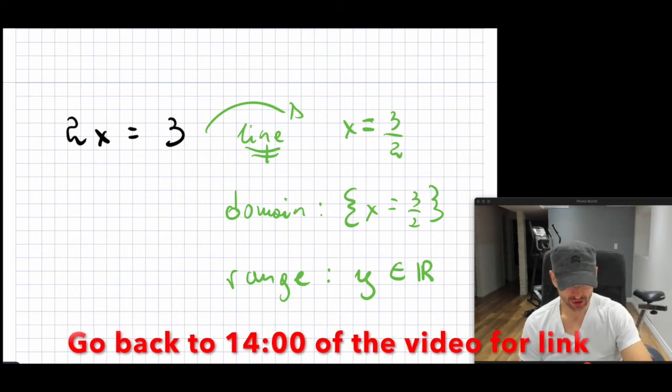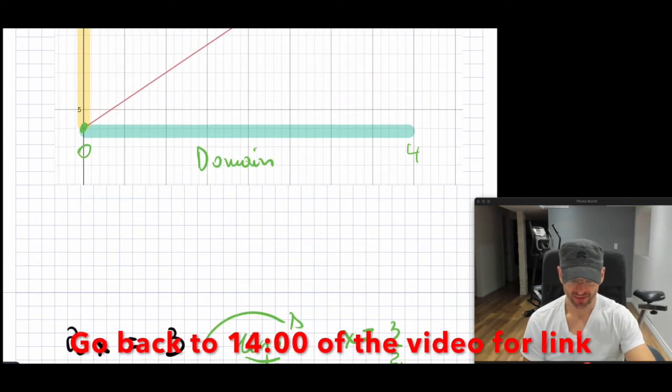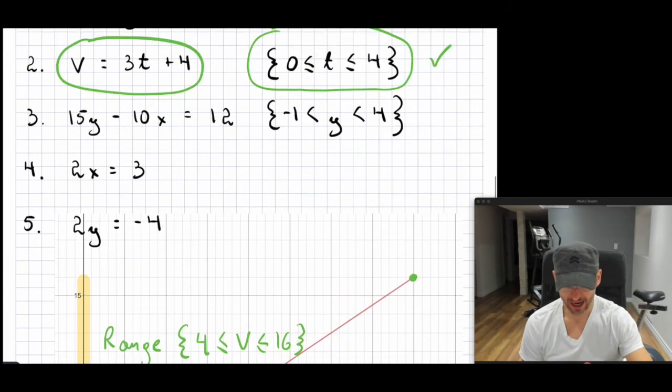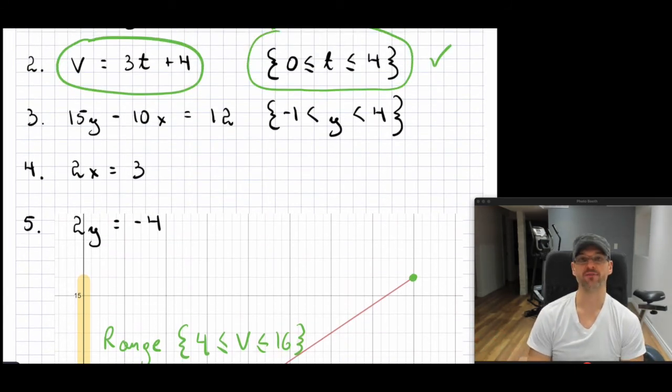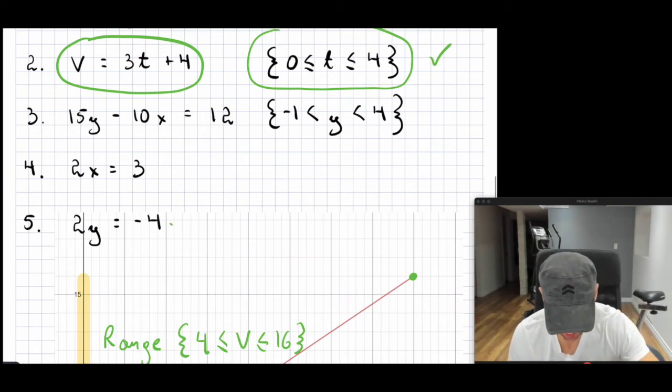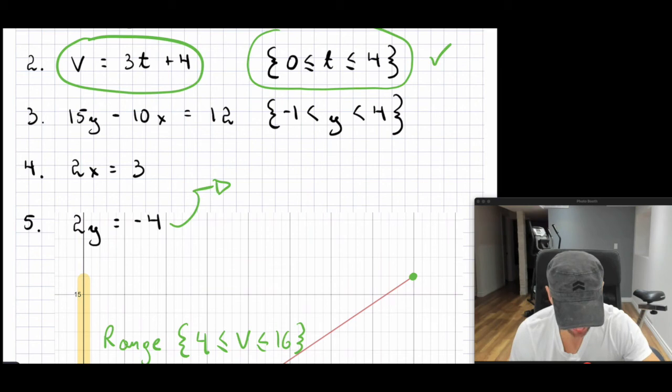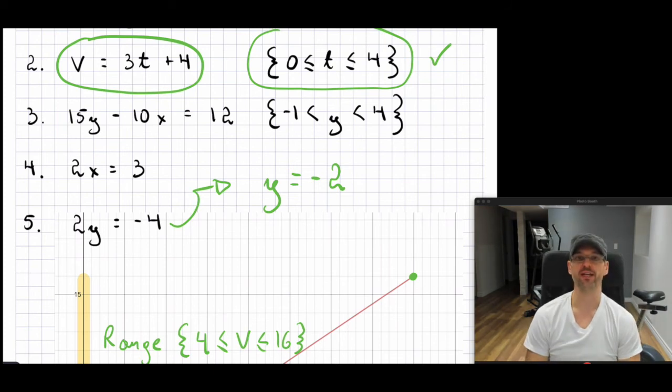So that's the domain and range on this one, because it's a vertical line. Now take a look at number 5. Number 5 is 2y is equal to negative 4. For this one, if I isolate for y, I'm going to divide by 2 on both sides, and I get y is equal to negative 2.